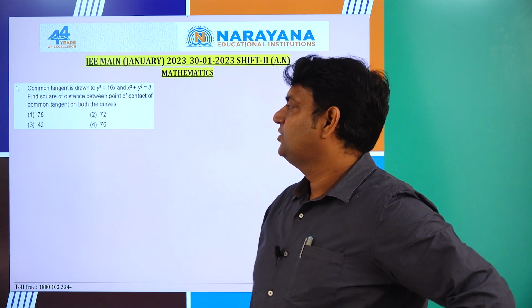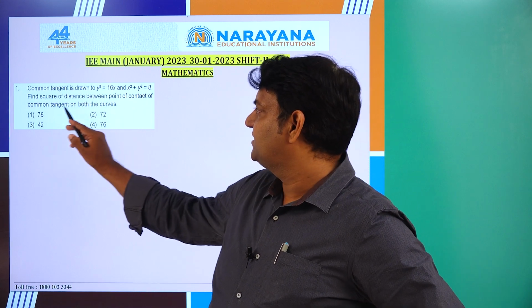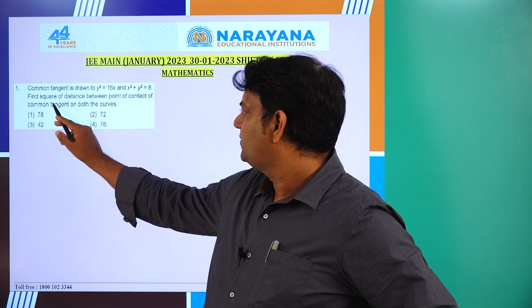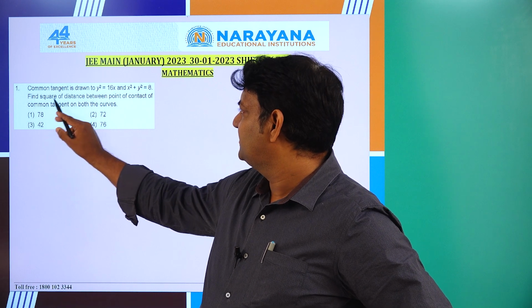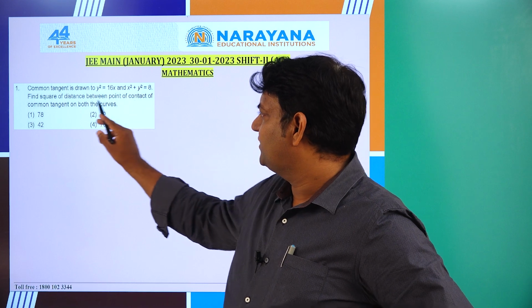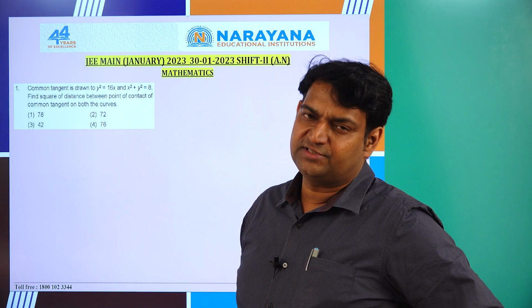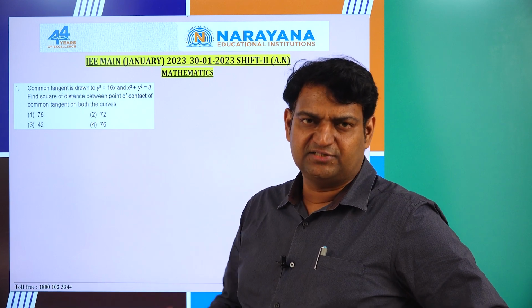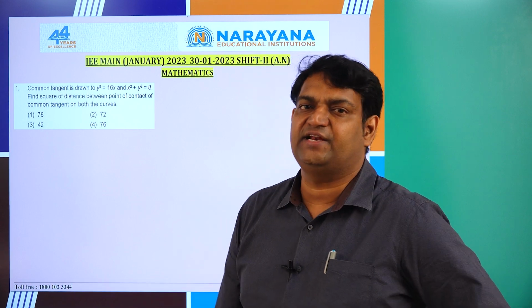It is saying that a common tangent to the parabola and the circle... find the square of the distance between the points of contact of the common tangent on both the curves. So there is a common tangent to both the curves where it touches the curves, suppose at A and B, and we need to find the square of the distance between A and B.